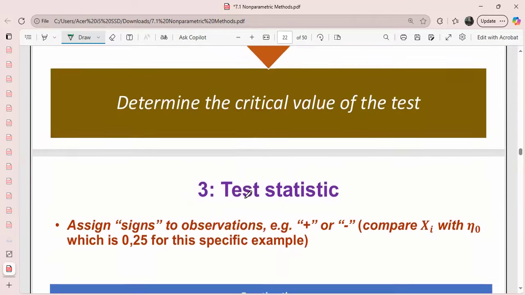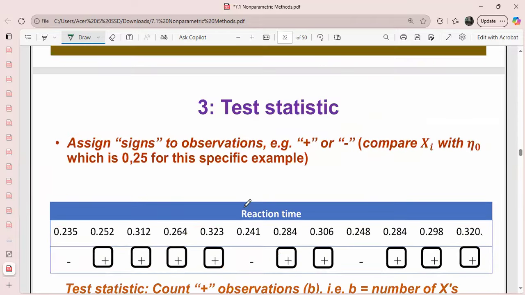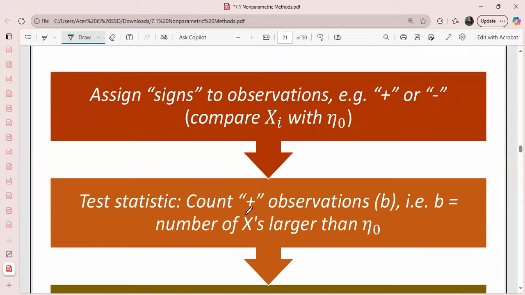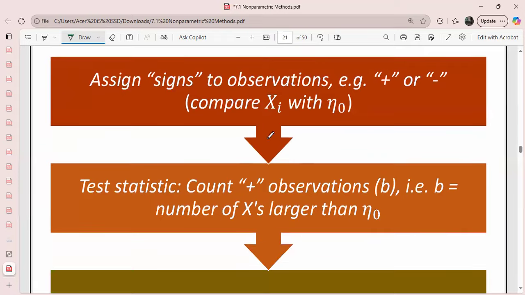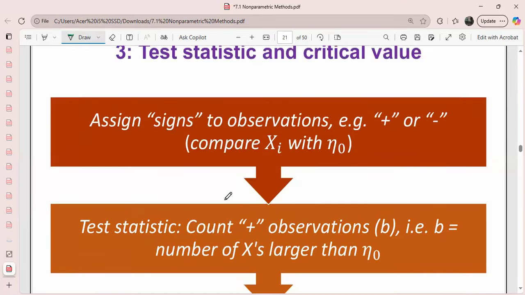Okay, this is how you do it now. But before that, I will just come back to this one here. Before we look at those values that are larger than the population median, when we assign the observation, e.g., plus or minus, we are going to compare those x values, or the reaction time values, with the population median of 0.250.